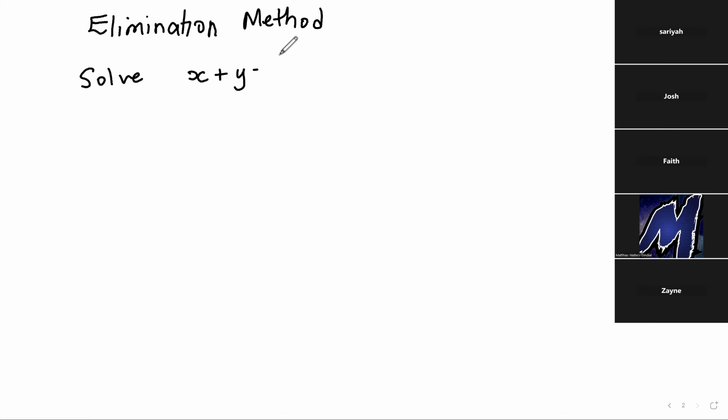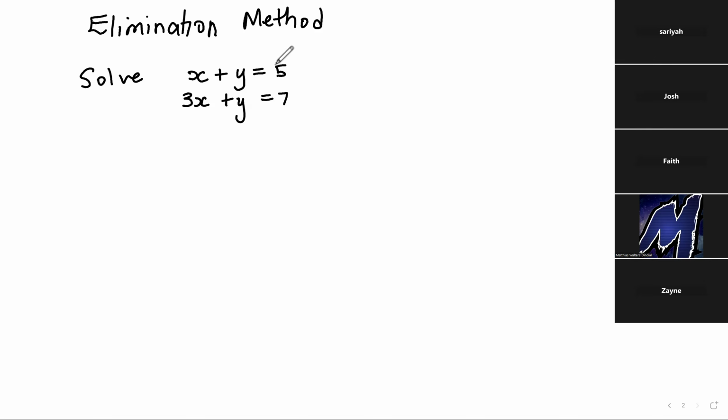The first method that we are going to look at is called the elimination method, right? So we're going to look at the elimination method for solving simultaneous equations. All right, so the first example would be: solve, let's say we have x plus y is equal to 5, and then 3x plus y is equal to 7. So I want to solve these two equations.